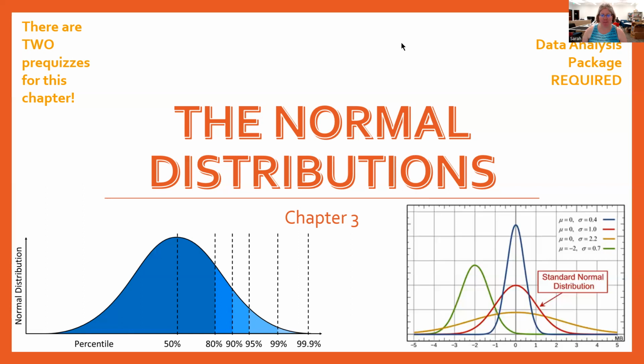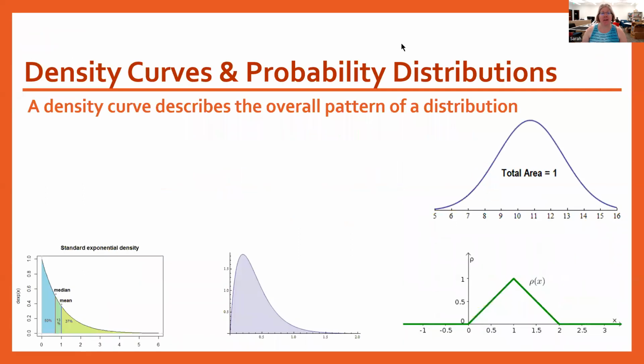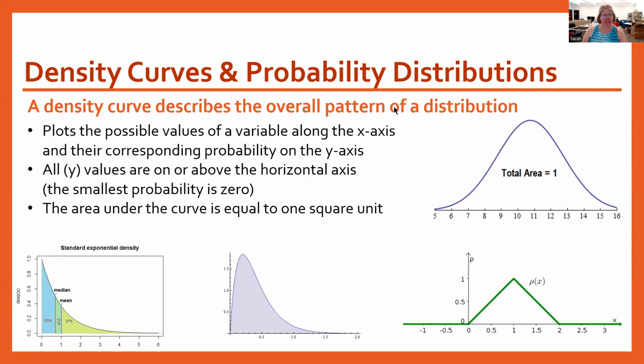All right, so we're going to start by defining a density curve and a probability distribution. So those are some pretty big, heavy words. Let's break down what's going on here. A density curve describes the overall pattern of a distribution. This is something we've talked about before in this class, whether a distribution is skewed or symmetric, whether it's uniform, unimodal, bimodal, those kinds of things. So this idea is going to be related to that.